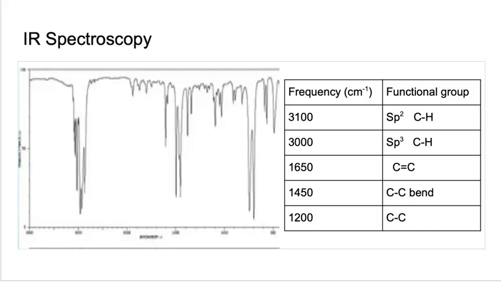The next frequency is going to be at 1650. This is going to show us a functional group that will be carbon-carbon double bond. The next one is going to be a frequency of 1450. This peak correlates with a functional group of a carbon-to-carbon single bond bend. This will help us deduce the structure later. The final frequency I wanted to look at was 1200, and this correlates with a functional group of C to C single bond.